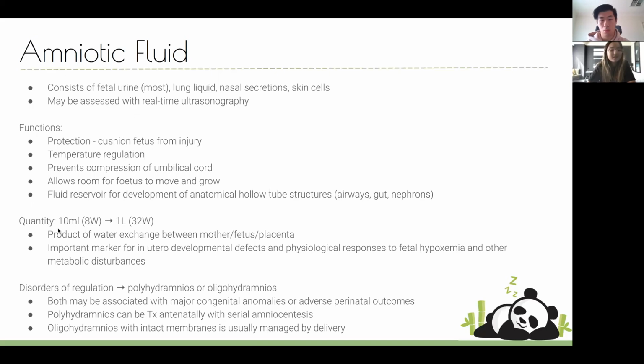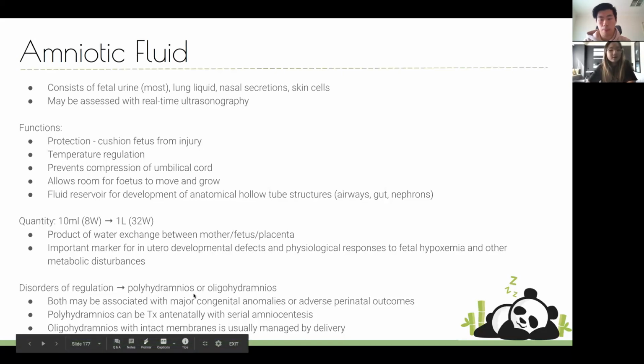The quantity range starts off at around 10 mils at 8 weeks and ends up being like a whole liter. And it's really, really important. When there's too much, you call that polyhydramnios, and usually they'd have serial amniocentesis. So they're taking fluid out of the amniotic cavity regularly if you have too much. And then oligohydramnios, when you have too little, oligo is what, too little.